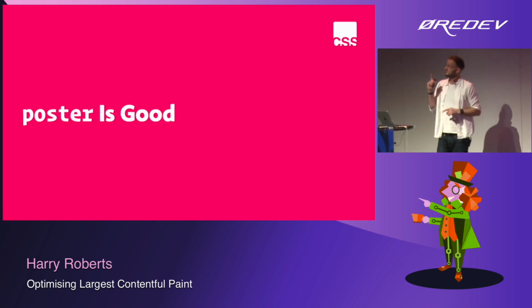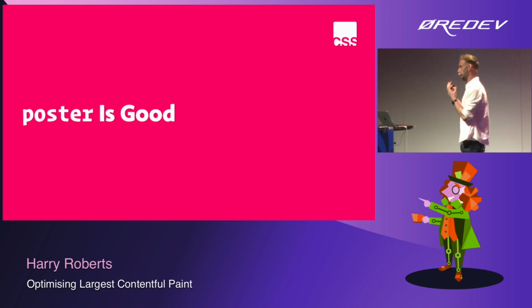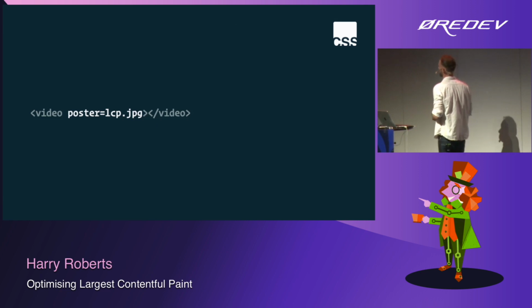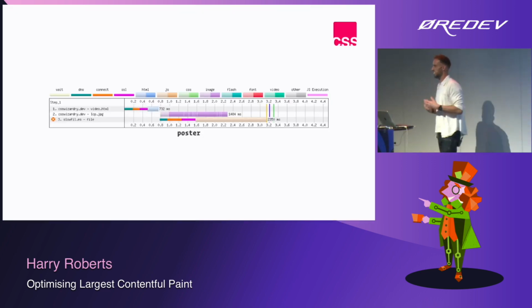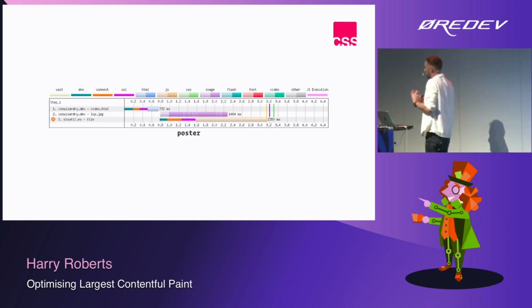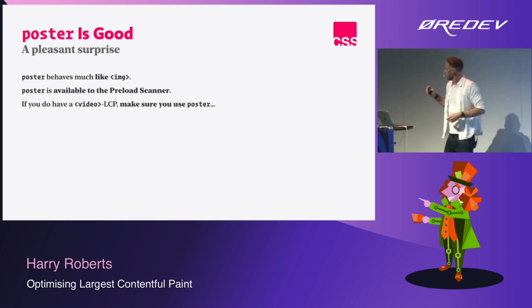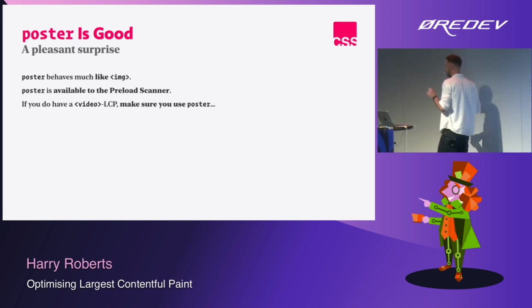Poster is good. This was a very pleasant surprise for me. Poster images on videos are a really good candidate. They're very, very fast. The syntax is simply a poster attribute on the video element itself, and it behaves the exact same as image. It's available to the preload scanner. The browser finds it really, really early. It downloads it in parallel to the JavaScript file. This is a very pleasant surprise. So poster behaves like image and is available to the preload scanner, but I have some slightly concerning news.